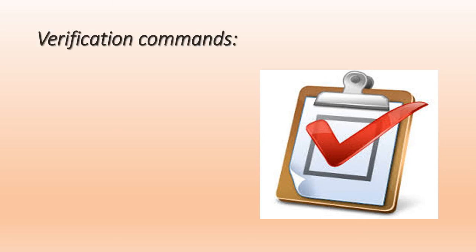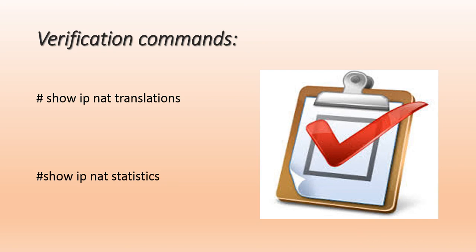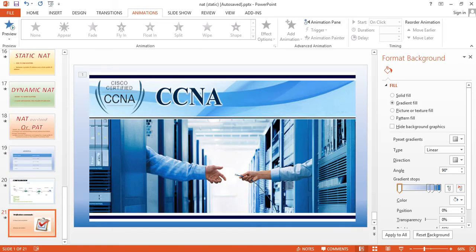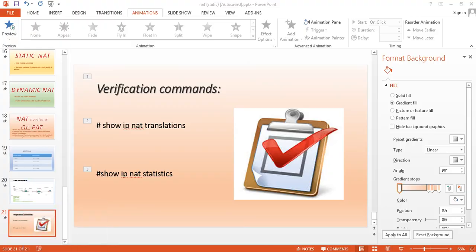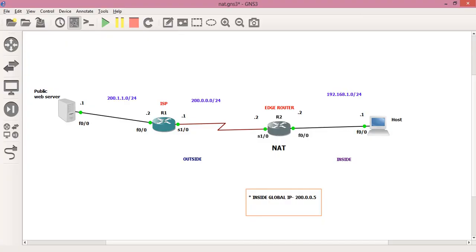So after configuring this, we will use the verification commands to verify. The verification commands are show ip nat translations and show ip nat statistics. Now let's see how it works. So in GNS3, I have configured this topology. I have given IP addresses to the hosts in the same scenario, and for routing I have given static routing here so that we can configure NAT and see the output. So let's go on the edge router to configure NAT.